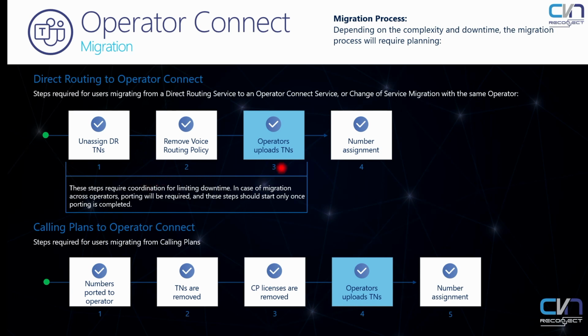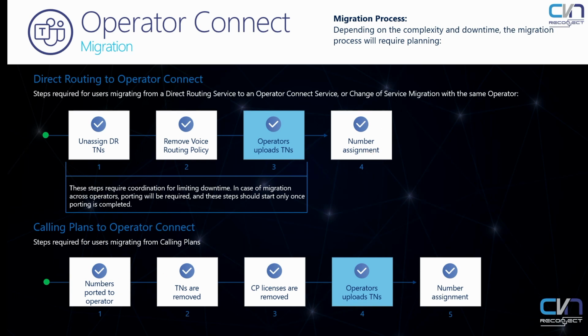At this point, have the operator upload the numbers to the tenant, or if the operator has a portal, you might be able to do that yourself, and reassign them to your users. So as you can see, a little bit of downtime from when you start unassigning your numbers, removing the routing, uploading the numbers, and reassigning them.